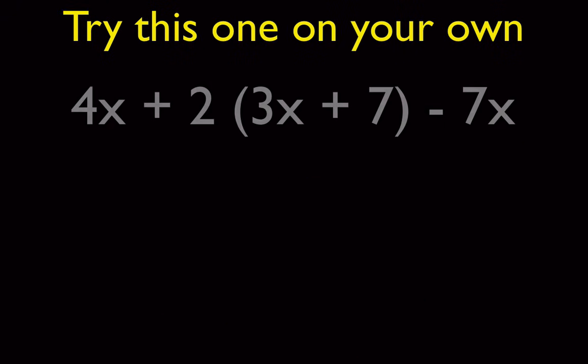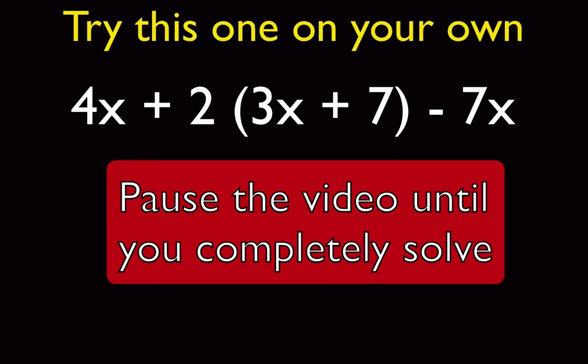Okay, go ahead and give this last one a try. 4x plus 2, parentheses 3x plus 7 minus 7x. Pause it, hit play when you're ready.